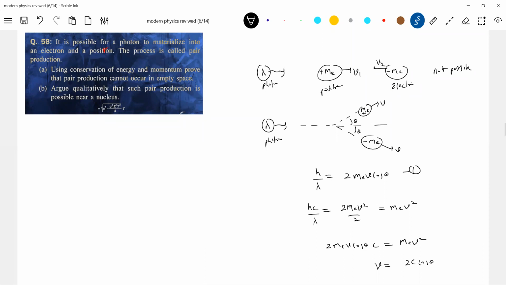That's what using conservation of momentum proves, that pair production cannot occur in empty space. The same thing, what will happen in the presence of the nucleus? It's possible. The nucleus which is there, inside the nucleus it is possible.